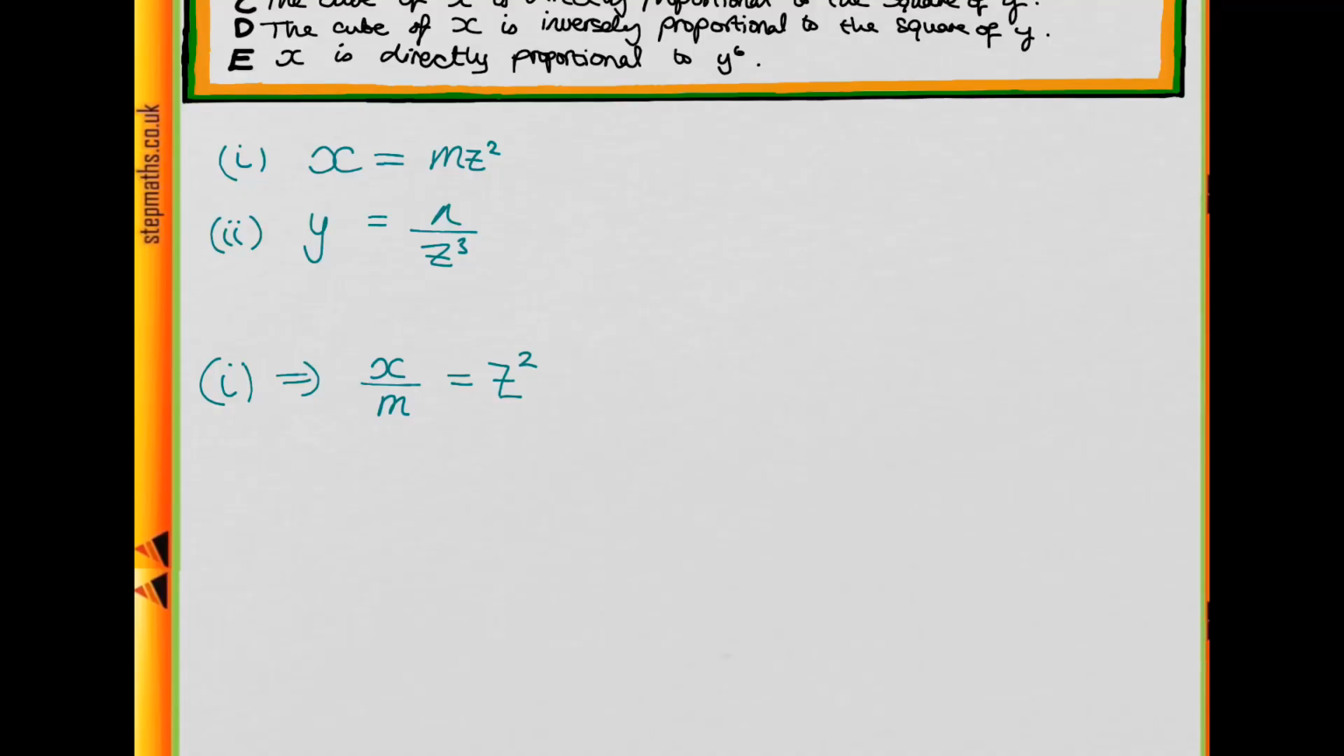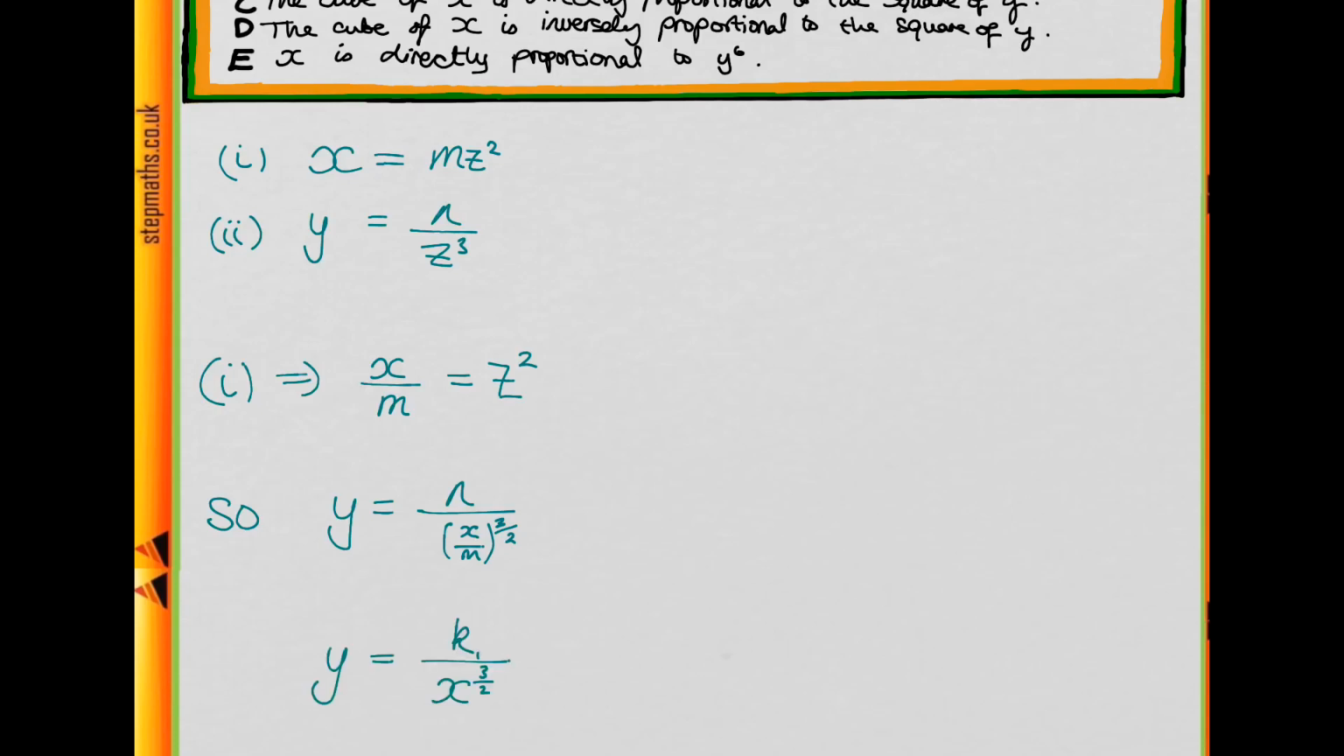And now we're going to substitute this first one here into what we have for y here. So let's do that now. So we say y is equal to n over z cubed. Well, z cubed is just this square rooted and then cubed, so to the power of 3 over 2. So we get something which looks like this.